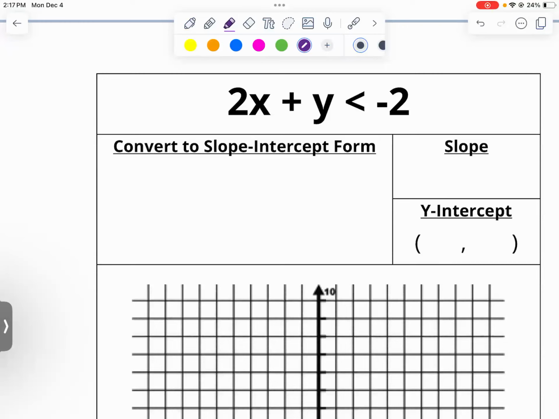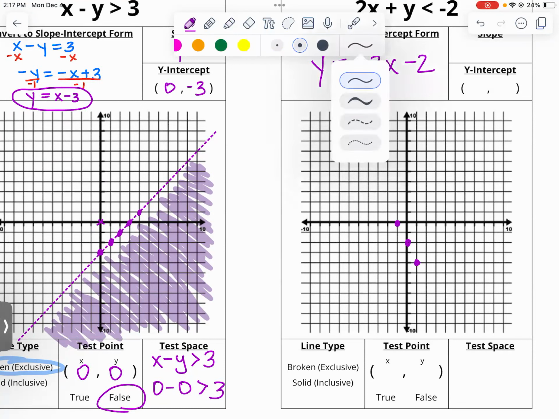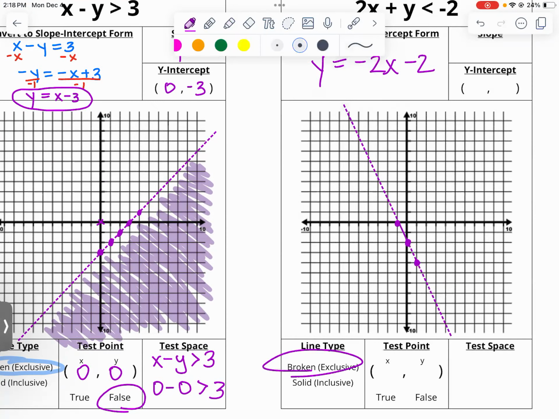Okay. So you should have y equals -2x minus 2, correct? Does your line match mine? It should be a broken line.